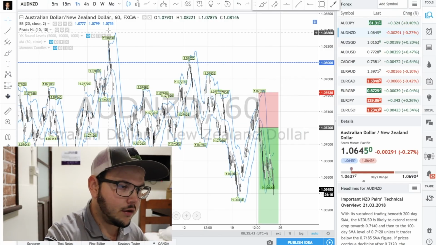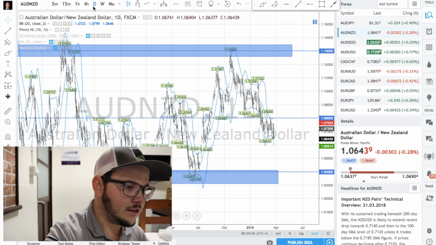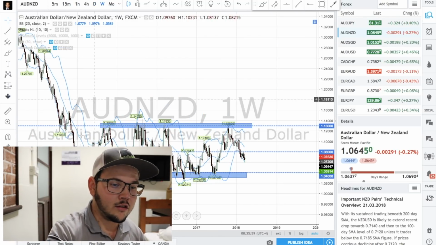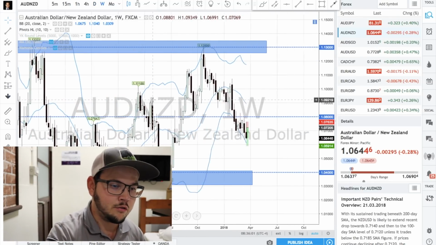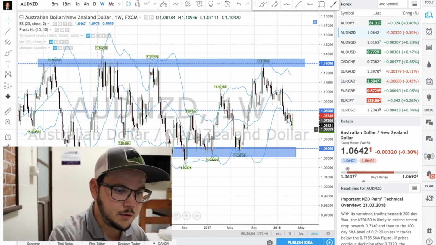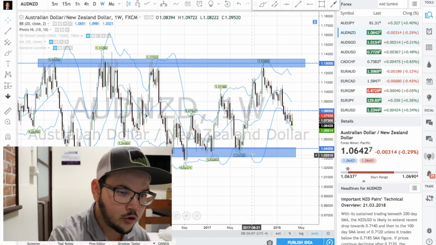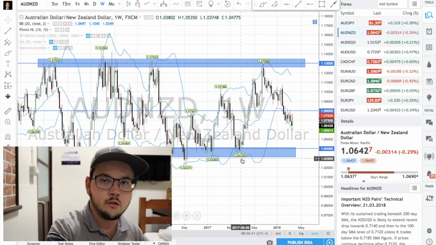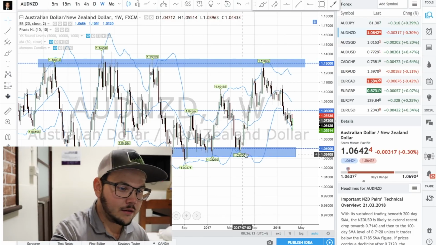So AUD/NZD, this one happens as a retest of a zone that was a major zone in the past. So as you can see, price has been ranging for a long time between 1.04 and 1.13. Those are the biggest two zones. If you want to trade reversals, those would be the zones to trade at.